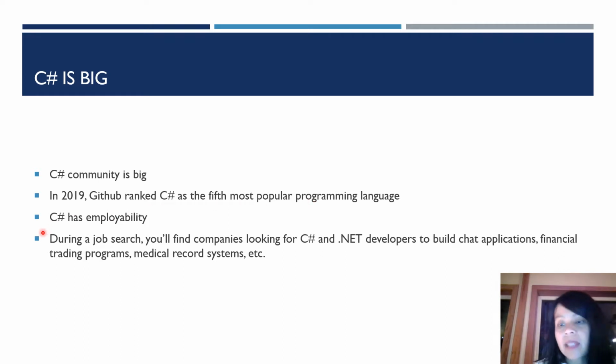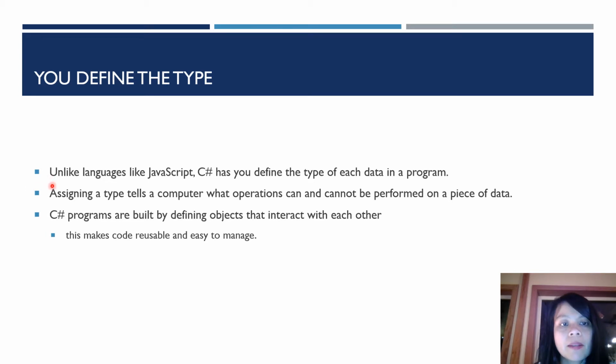And so C# has employability. During a job search, you may find companies looking for C# and .NET developers to build chat applications, financial trading programs, medical record systems, and so on. Unlike languages like JavaScript, C# has you define the type of each data in a program. Assigning a type means telling a computer what operations can and cannot be performed on a piece of data. C# programs are built by defining objects that interact with each other. Now this makes the code reusable and easy to manage.